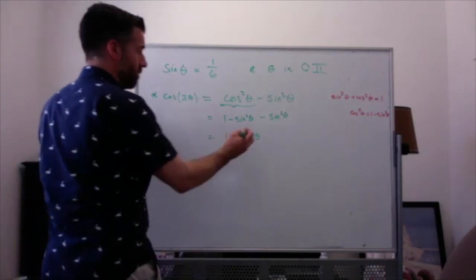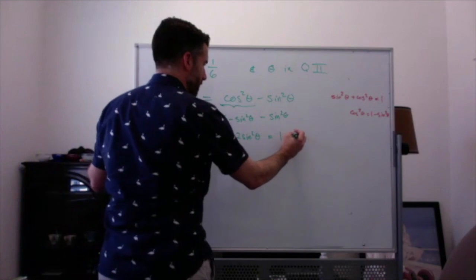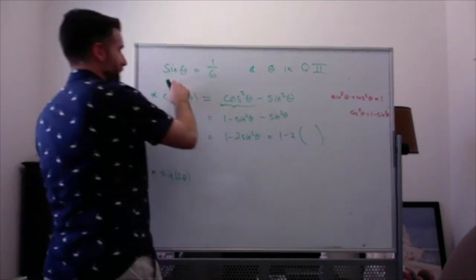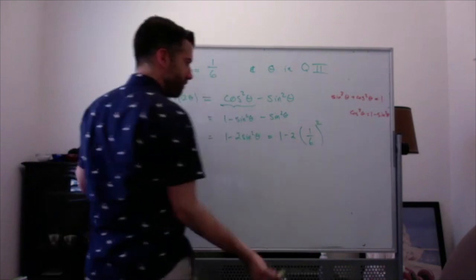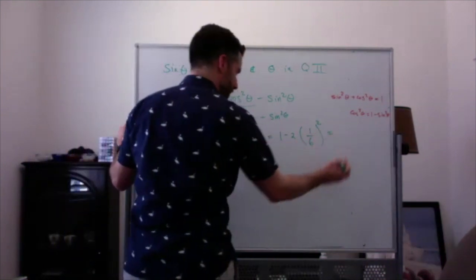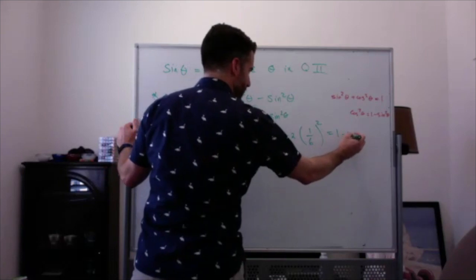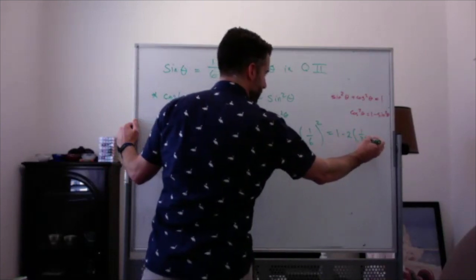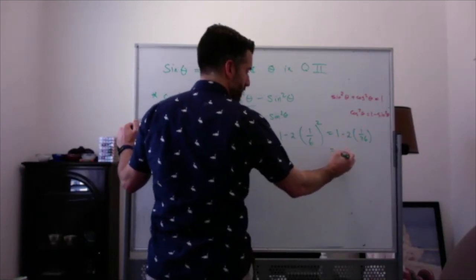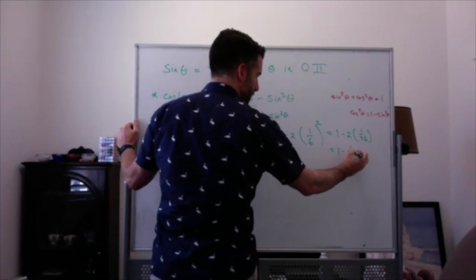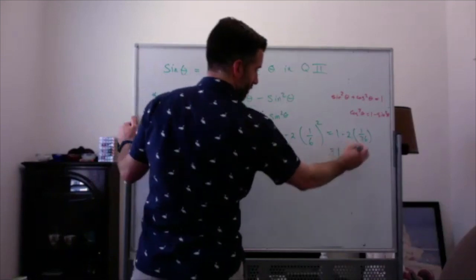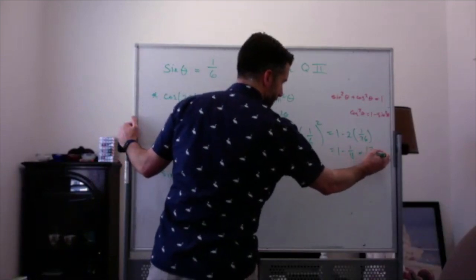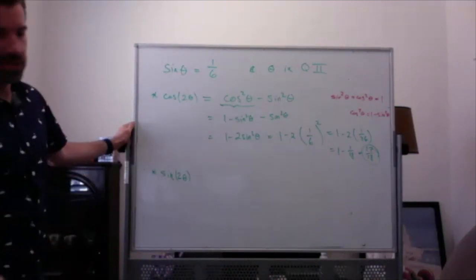But here I could do it as 1 minus 2 times sine of theta, which is 1/6, so it's going to be 1/6 squared. So that's going to end up being 1 minus 2 times 1/36. 2 times 1/36 is 1/18. And 1 minus 1/18, or 18/18 minus 1/18, is 17/18. We also could have drawn the triangle.